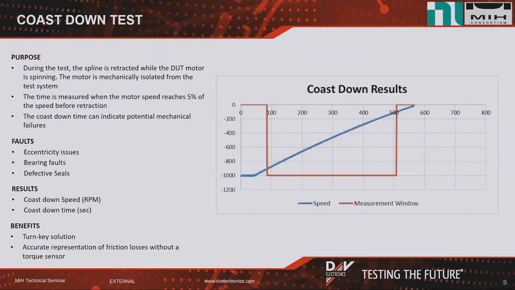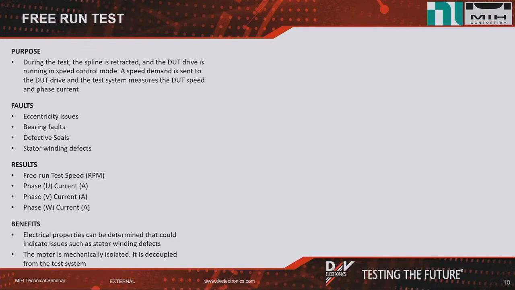Beyond that, you start doing coast down tests to make sure that there are no other issues like mechanical issues, eccentricities, bearing faults, seals, and so on, before you allow the unit to move forward. Similarly, a free run test allows you to do the same thing.